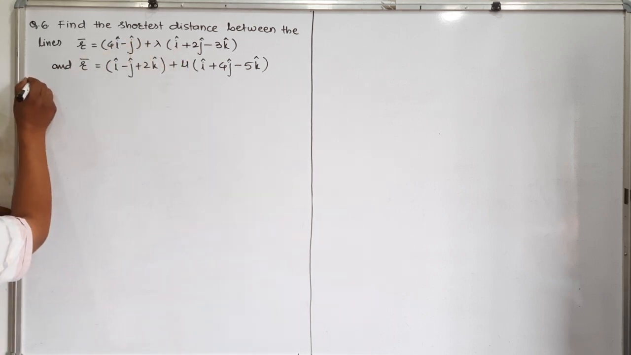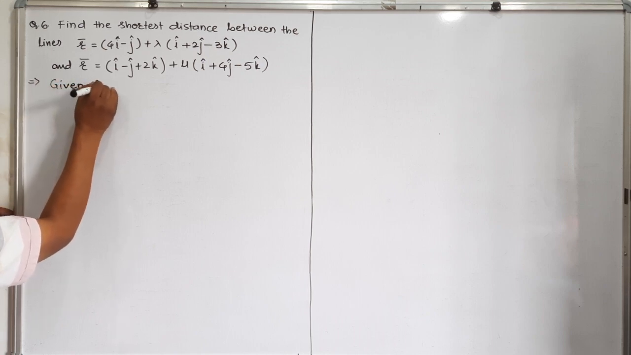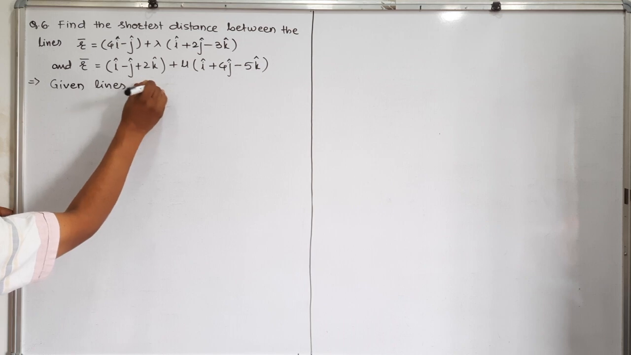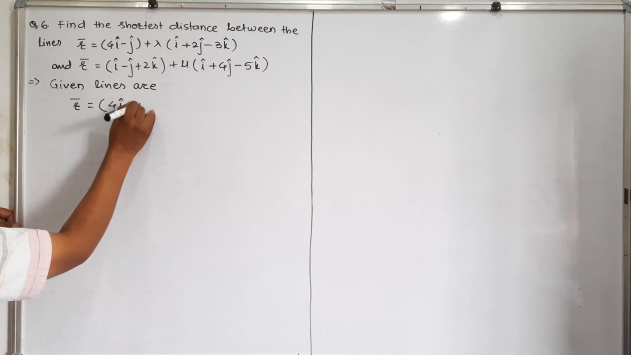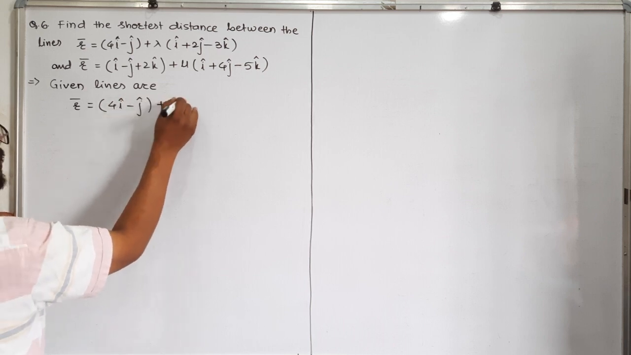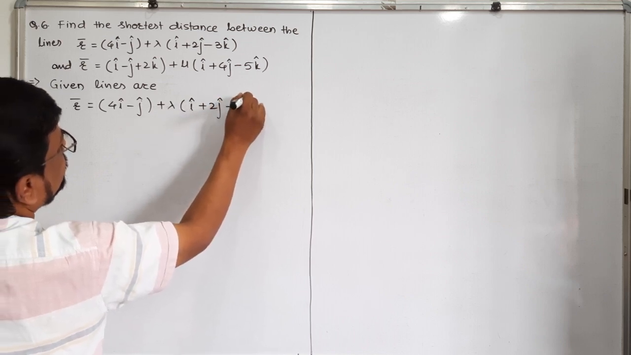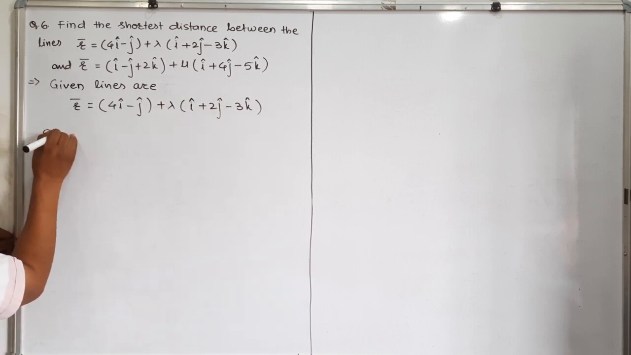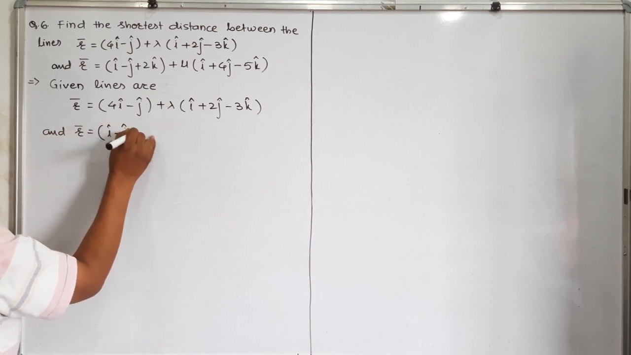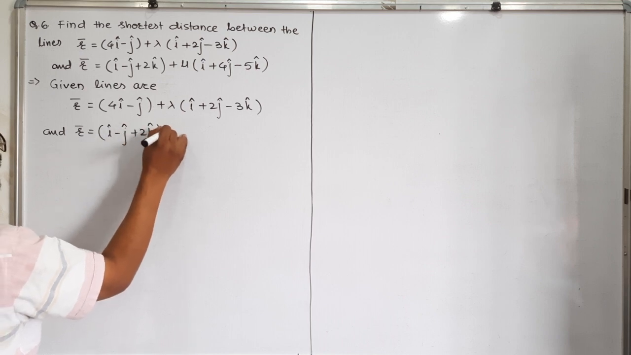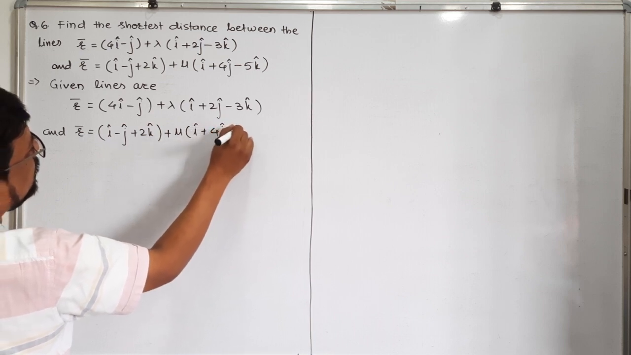Now the given equations of lines are r vector is equal to 4i cap minus j cap plus lambda into (i cap plus 2j cap minus 3k cap), and r vector is equal to i cap minus j cap plus 2k cap plus mu into (i cap plus 4j cap minus 5k cap).